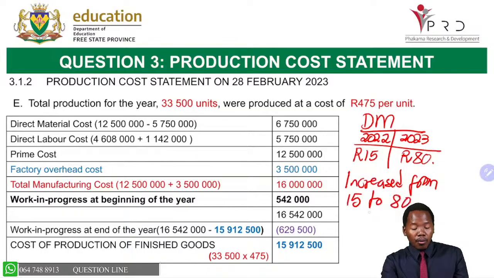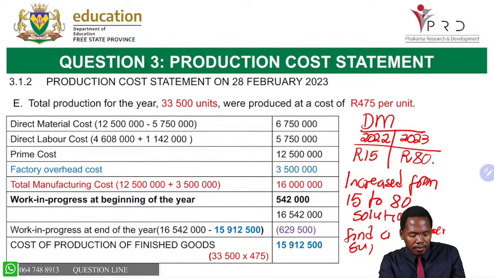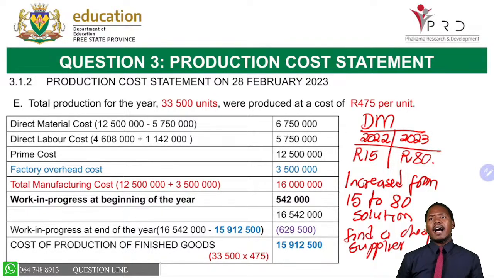Okay. What is the solution? Solution is to do what? Find a cheaper supplier. Find a supplier nearby, a local supplier selling quality products, for you to avoid this. Sometimes it can be direct labor increasing, so you do what? You avoid overtime. Maybe they can also ask you the reasons for the increase.